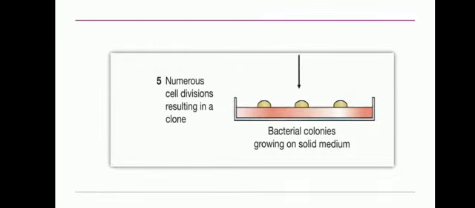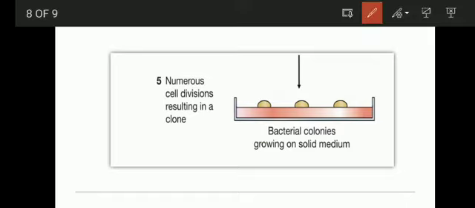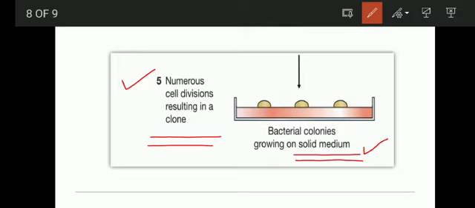After a large number of cell divisions, a colony or clone of identical host cells is produced. Here the numerous cell divisions result in a clone, and these are the bacterial colonies growing on solid medium. Each cell in the clone contains one or more copies of the recombinant DNA molecule.